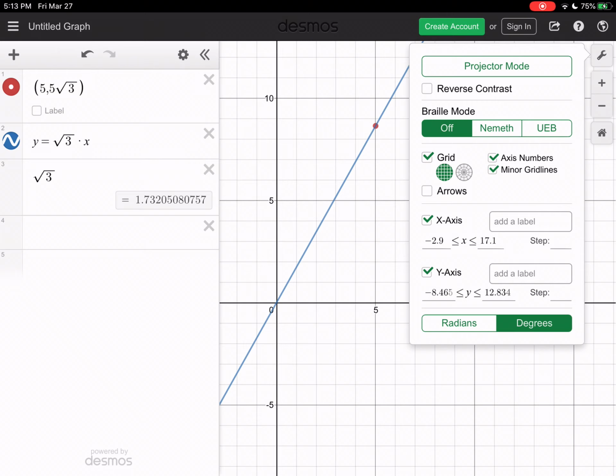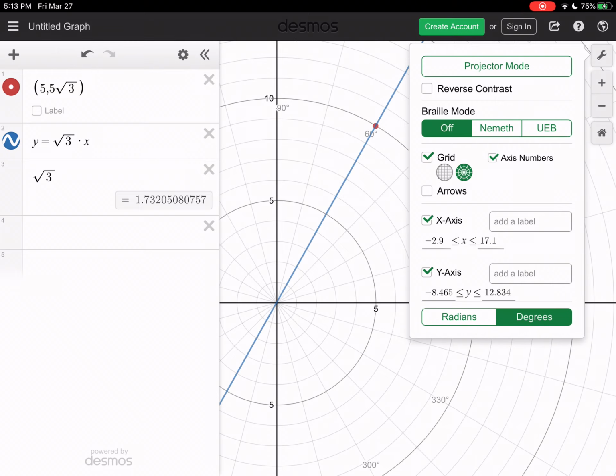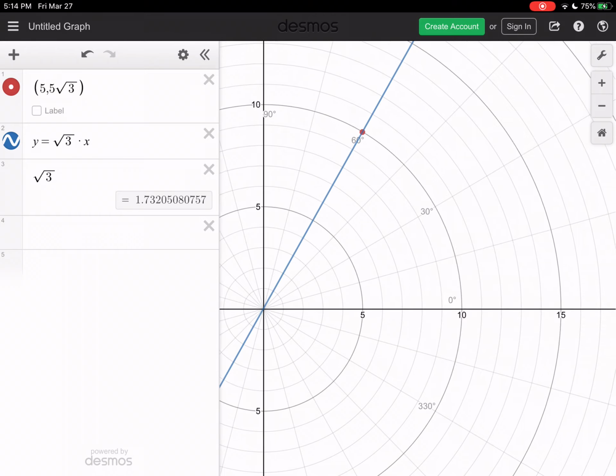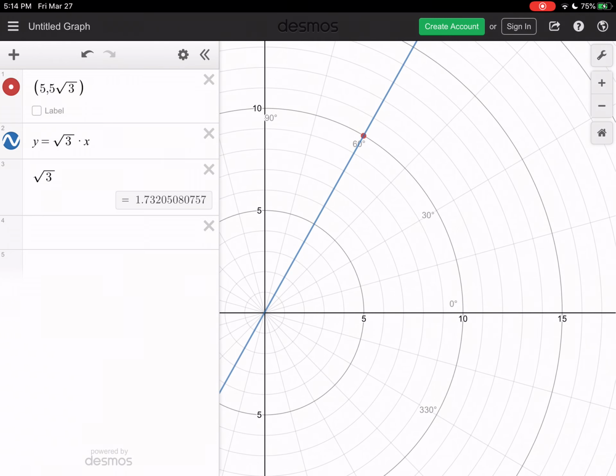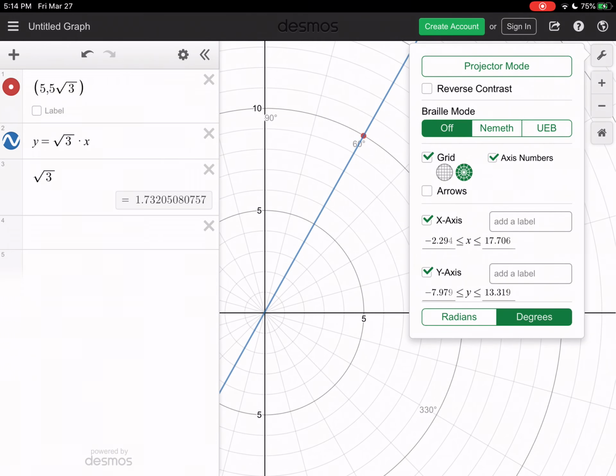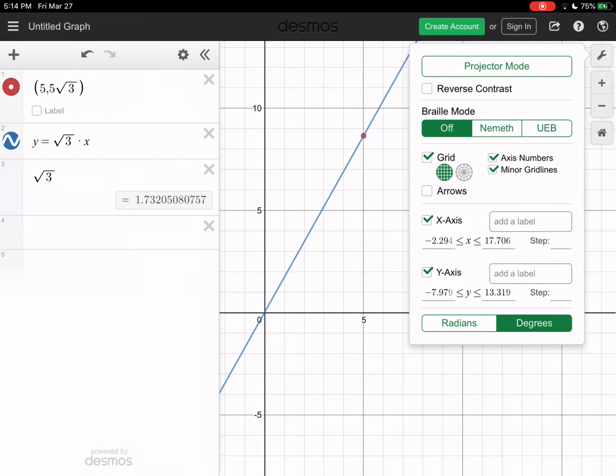And that is such that if you happen to turn on the grid so that we were looking at degrees in terms of circular radiating circles, you could see how that would line up with 60 degrees. So you might find that interesting to look at it that way. I'm going to leave it in our normal grid, but I have degree mode turned on.